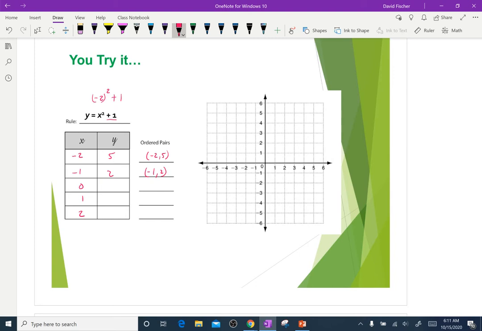0 times 0 is easy. That's 0. 0 plus 1 is 1. So I put in a 0 and I got out a 1. 1 times 1 is 1. 1 plus 1 is 2. I get a 1, 2. 2 times 2 is 4. 4 plus 1 is 5. Let's graph it. And again, since they didn't give us the domain, we're going to graph it.